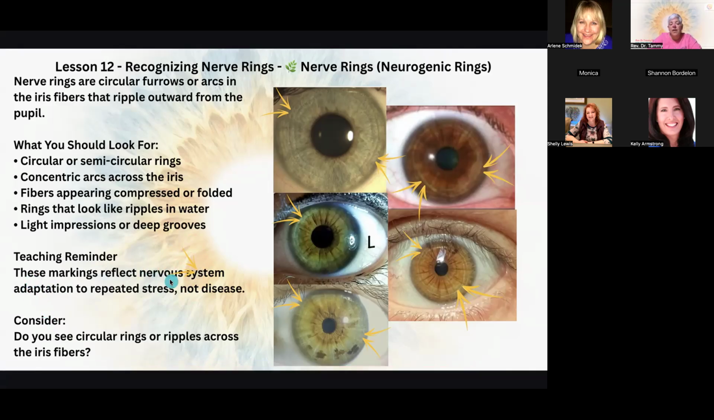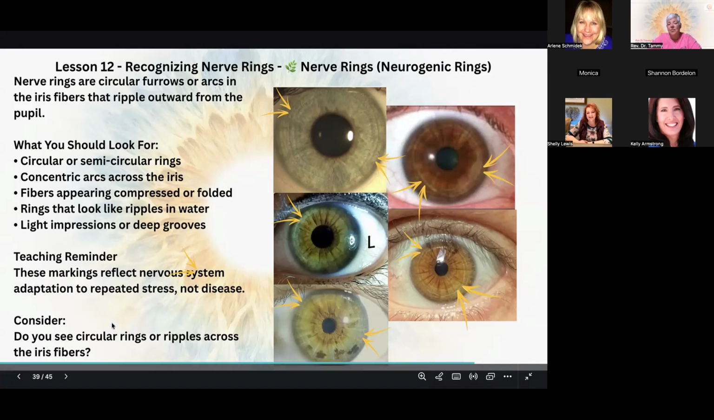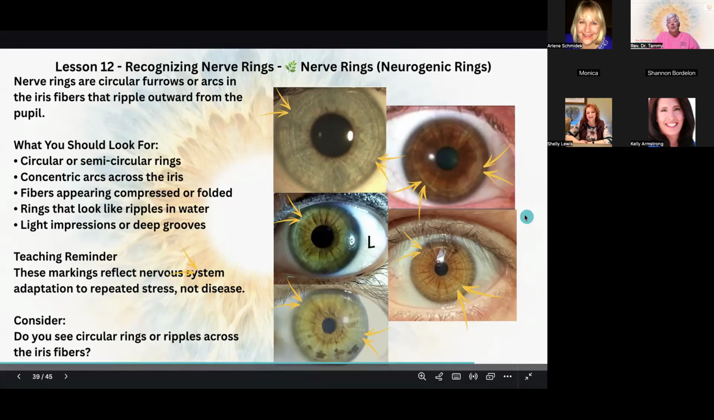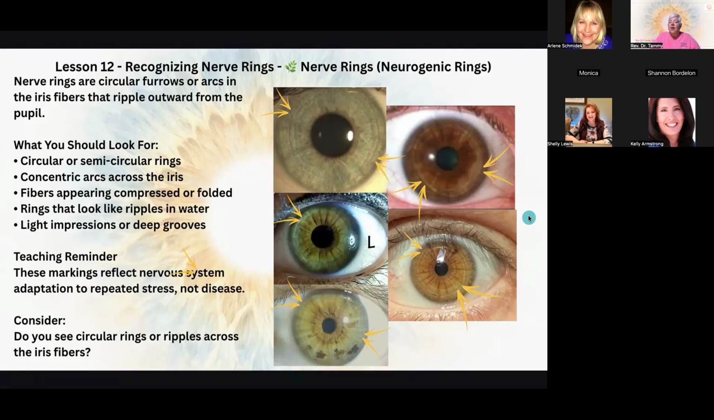These markings reflect nervous system adaptation to repeated stress, not disease. So when you see these nerve rings, these people are repeatedly stressed, and they may even tell you, "Oh, I'm not stressed out." Oh yeah, you are. Your eyes are telling me you're totally stressed out. So they just hold everything within.